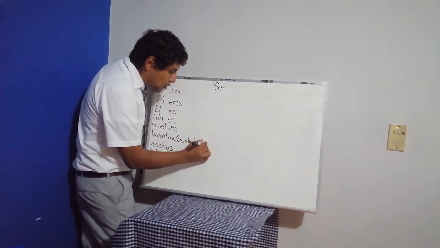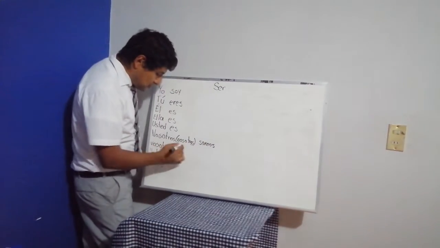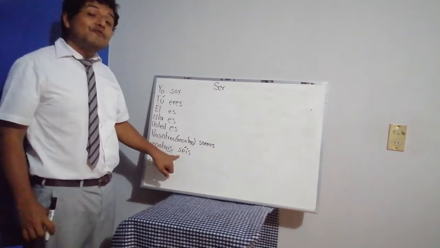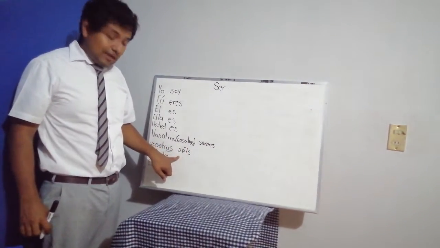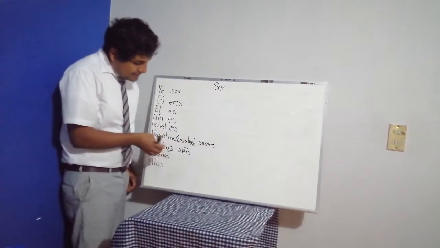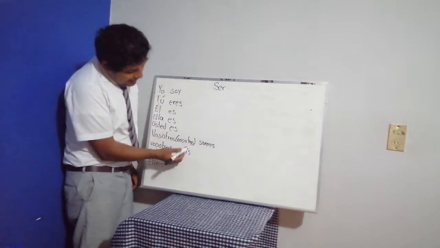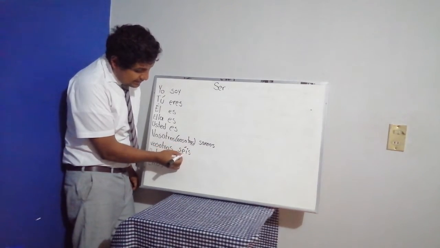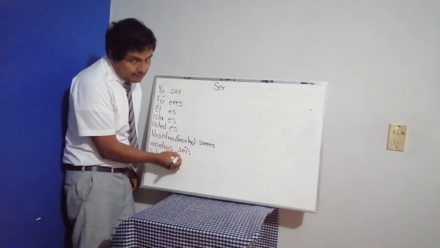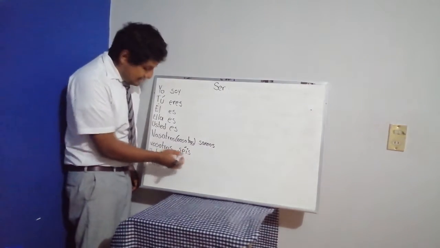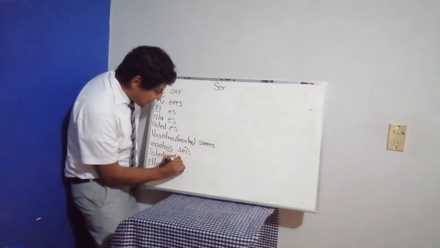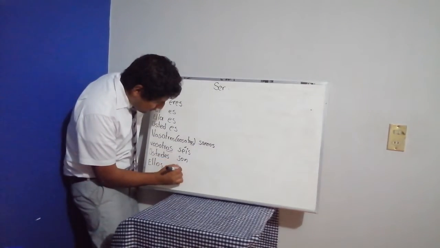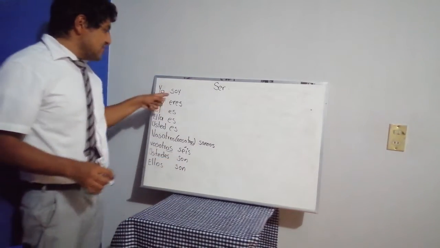nosotros somos. Vosotros seis. Don't confuse it with the number 6, okay? Seis. Because the number 6, seis, doesn't have this tilde or accent. The accent here is on the letter I. So it's seis. Vosotros seis. Ustedes son. Ellos or ellas son. Okay? We have this conjugation.